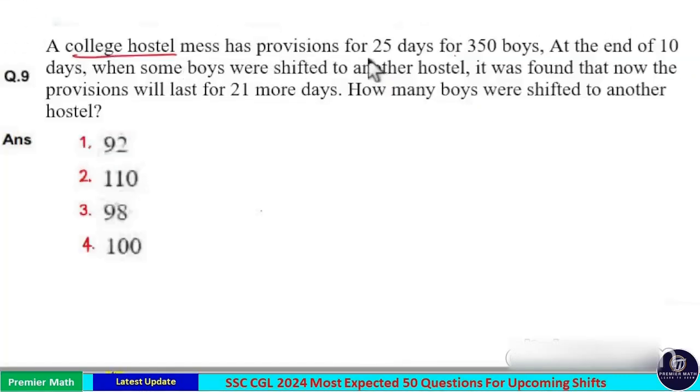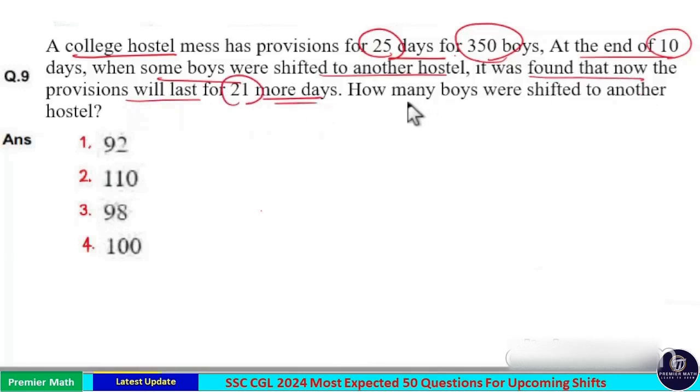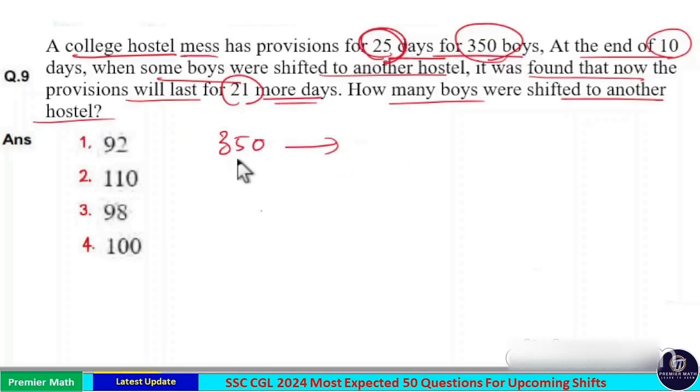A college hostel mess has provision for 25 days for 350 boys. At the end of 10 days, when some boys were shifted to another hostel, it was found that now the provision will last for 21 more days. How many boys were shifted to another hostel? Here, initially 350 boys, and this mess has provision for 25 days for 350 boys. That is, for 350 boys, food will last for 25 days.